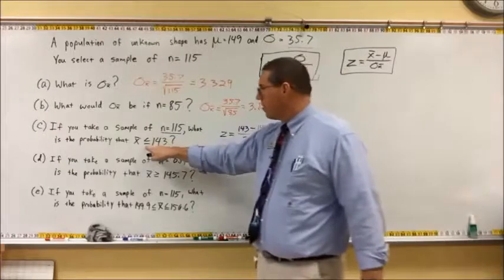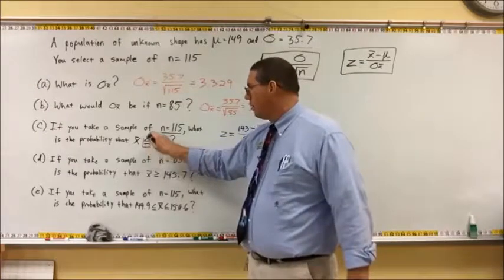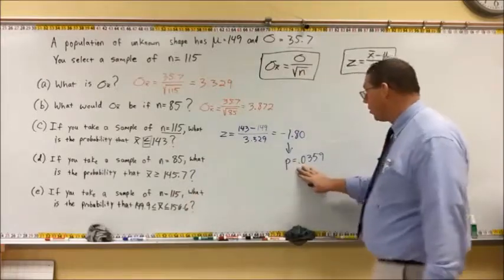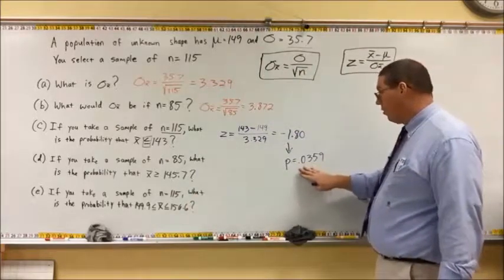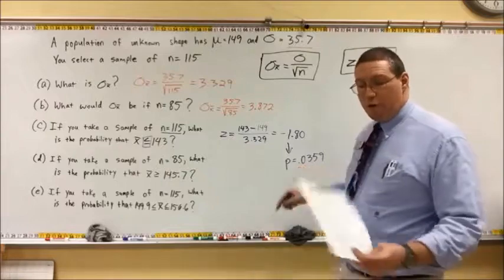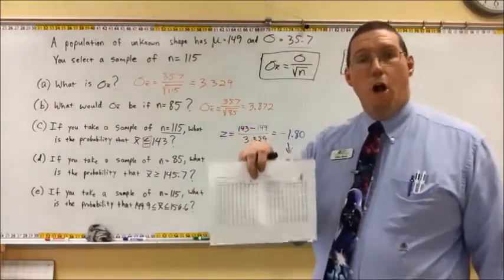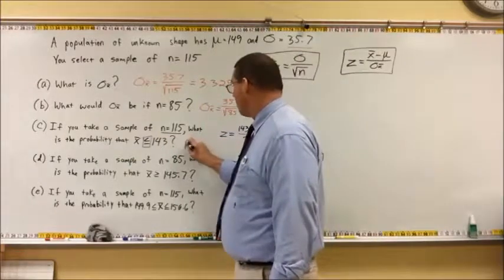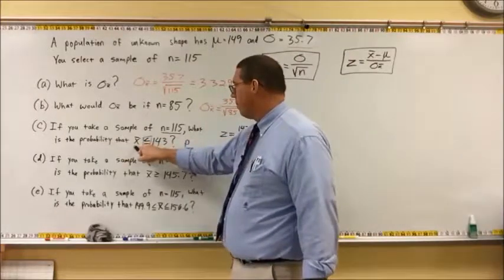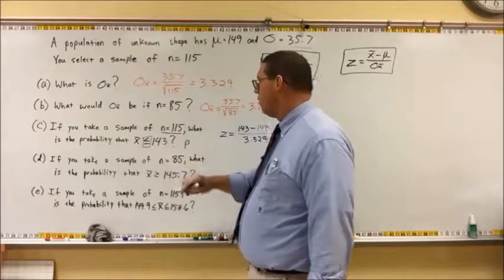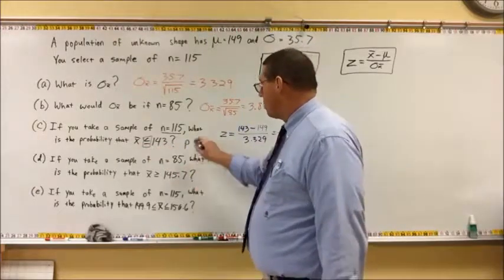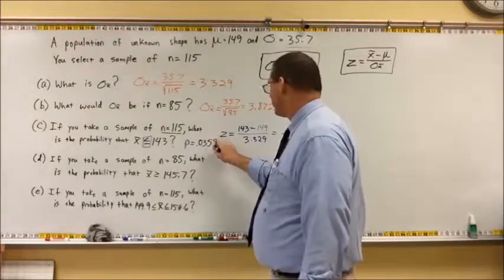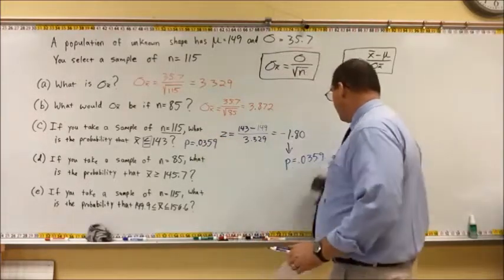But look at this. This says less than or equal to 143. It's a less than question. So that means we're going to use the p-value that we found, because all the values in this table are less than p-values. So our answer is the probability of getting a sample mean less than 143 is 0.0359. Let me explain what this means.